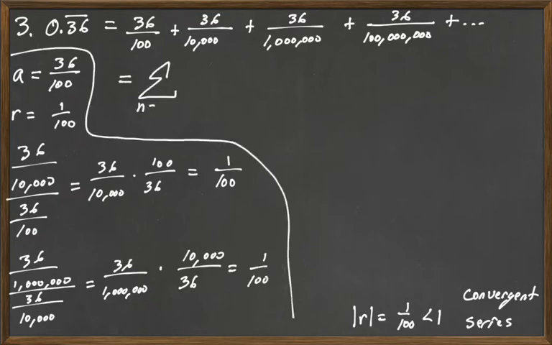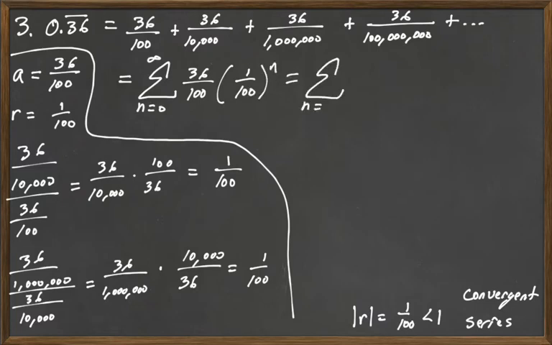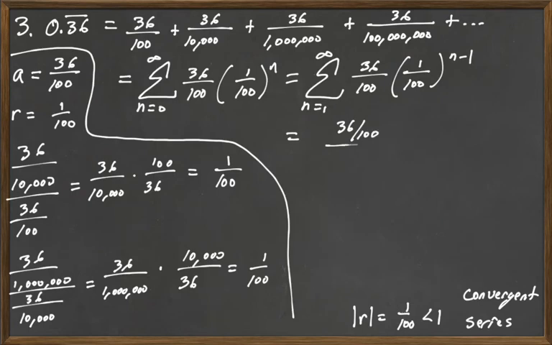So we can write our sum, n equals 0 to infinity, of the first term, 36 over 100, times 1 over 100 to the n power. And of course, if you want to start it at 1, you certainly can. So it's going to be the sum n equals 1 to infinity, 36 over 100, times 1 over 100 to the n minus 1. So that's going to converge to a over 1 minus r, so 36 over 100 divided by 1 minus 1 over 100.